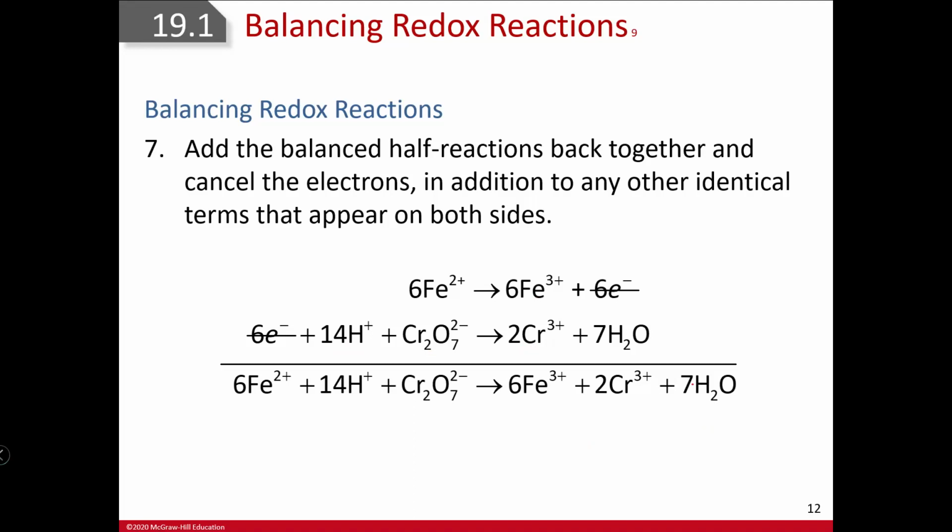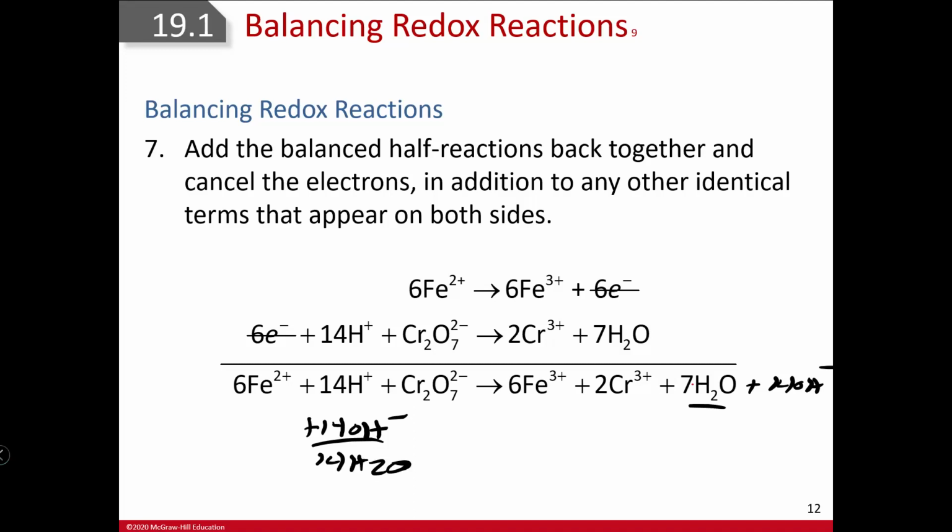So let me see if I can pick out a different color here. So here you have 14 hydrogen ions. And let's say I want this in a basic solution. What I would do is I would add 14 hydroxide ions to this side, which means I have to add 14 hydroxide ions to this side to keep it balanced. Well, these 14 hydroxide ions are going to combine with the 14 hydrogen ions to form 14 waters.